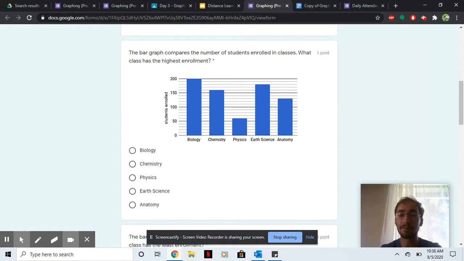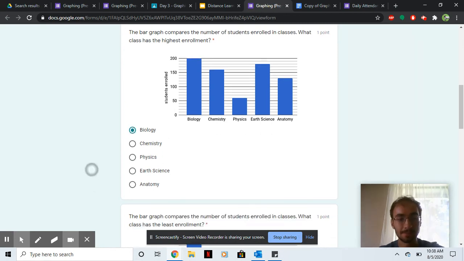So how you read a bar graph, you basically have the categories in the x-axis or the independent variable. So this is the different types of things that you're looking at. And then in the y-axis, this will have the dependent variable, what you're measuring. So it looks like the highest bar has the most students. So biology has 200 students, and that's the most. No other bar is higher, so biology is the answer.